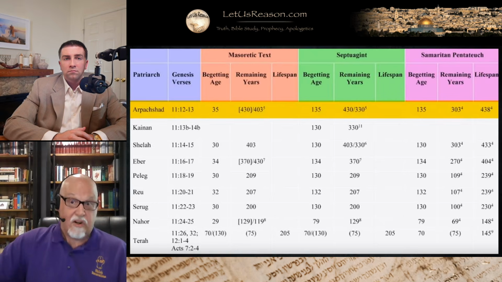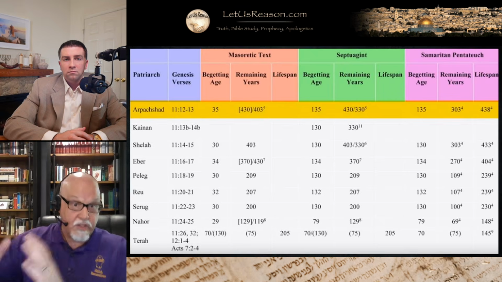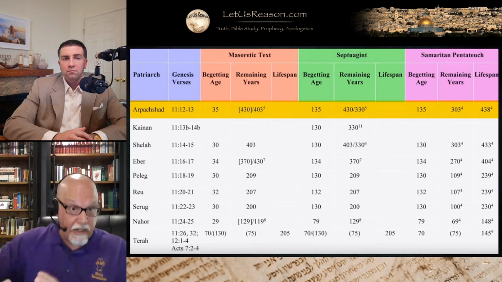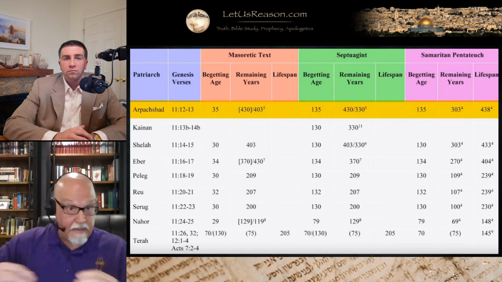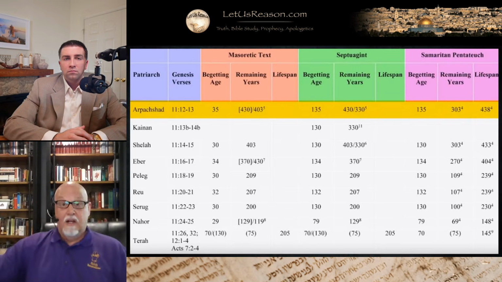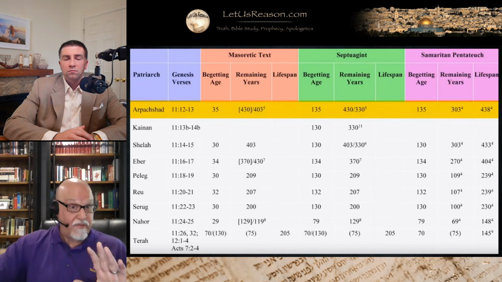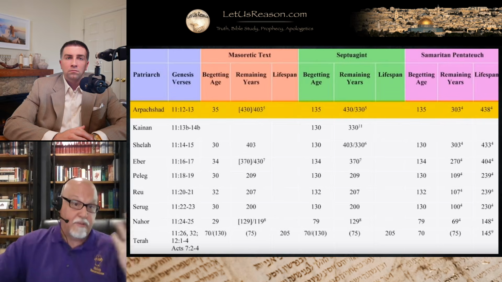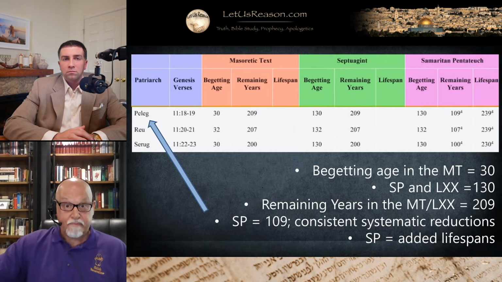We are certain that these are secondary numbers. These are not original to Moses. They were added later by a scribe for whatever reason. Maybe they wanted to mimic Genesis 5, which does include the lifespans. Very interesting. Not sure exactly, other than mimicking Genesis 5, exactly why they added all the lifespans, but that's what they did. So a lot going on there.